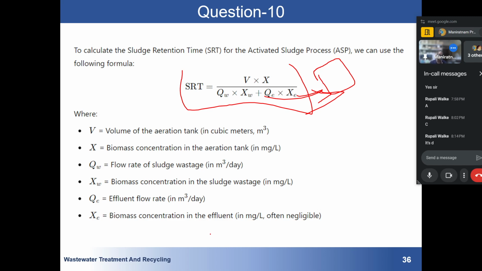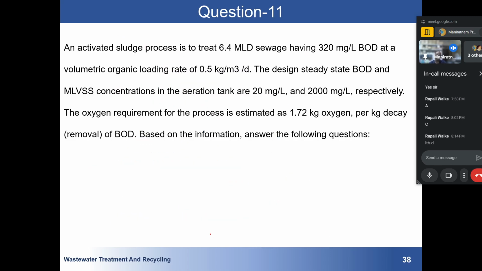The question was very easy. The only thing you had to do was to know this SRT formula. If you have any doubt, you can ask right now, or I will go ahead. We have three more questions, and all of them are again related to the activated sludge process only.